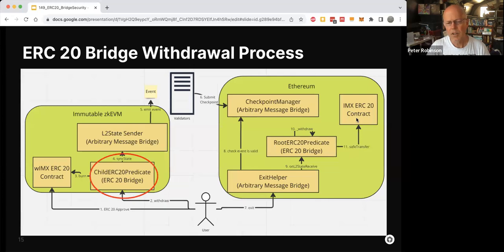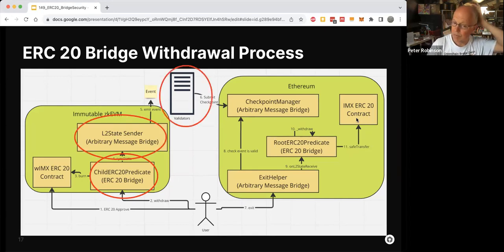So if you look at where there could be problems in this whole withdrawal process, maybe there's a bug in the ERC20 bridge on the ZK EVM. Maybe there's a bug in the arbitrary message bridge. Maybe one of the validators gets compromised, so one of their keys gets stolen.